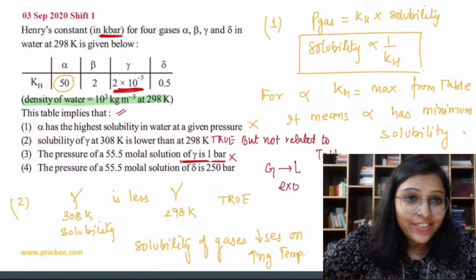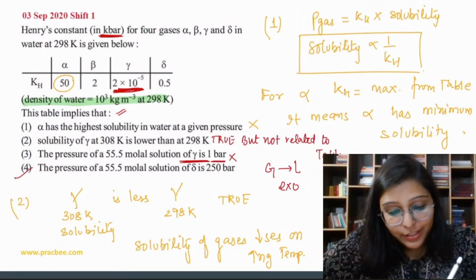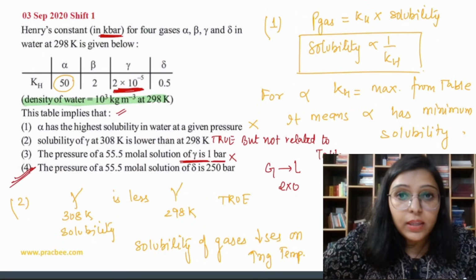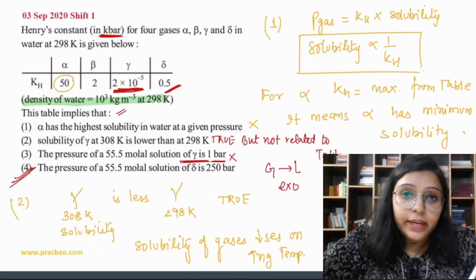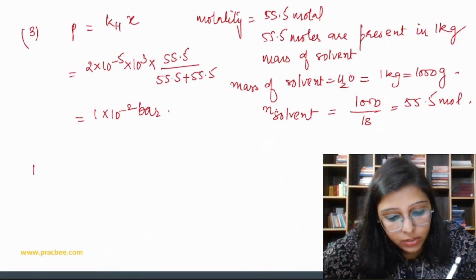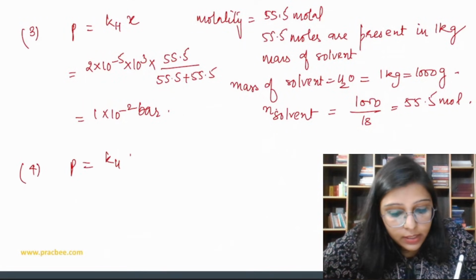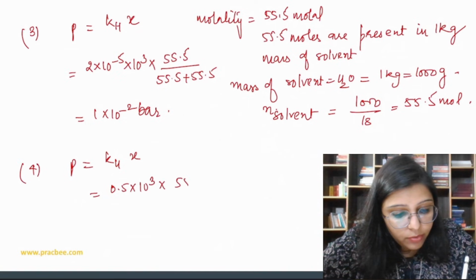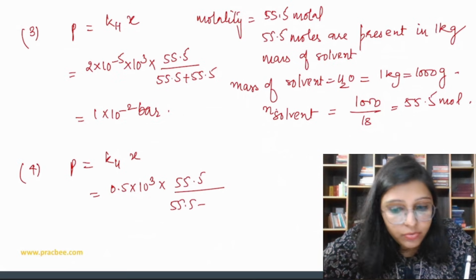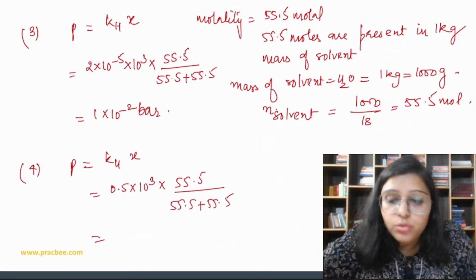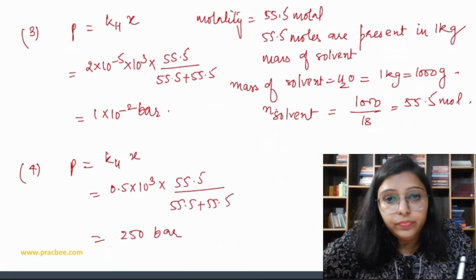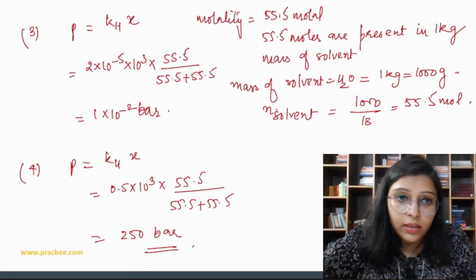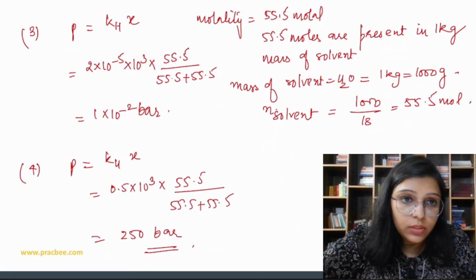Now see, this should be obvious, right? Now we can analyze, like fourth is going to be the answer, but let's solve it. The pressure of 55.5 molar solution of delta 0.5, right, is 250 bar. So let's solve this. So pressure is equal to kH x. So kH is 0.5 into 10 to the power 3, and here again 55.5 upon 55.5 plus 55.5. Right, on solving this you get exactly equal to 250 bar. That statement is true. Okay, so this is how we are going to do this question.